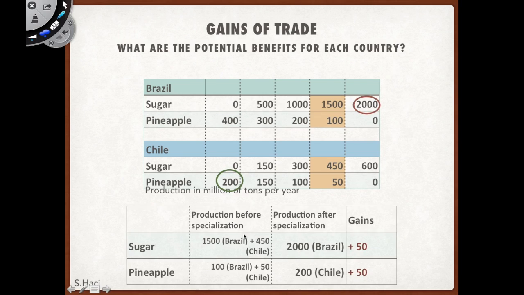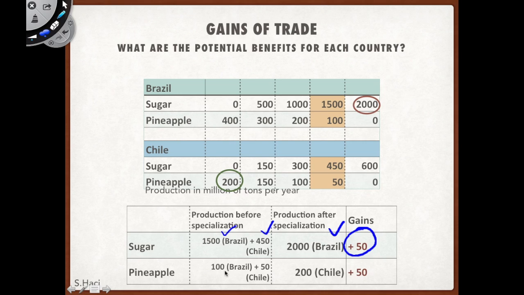So the gains would be going from 1950, which would be the 1,500 that Brazil was producing, plus the 450 million tons of sugar that Chile was producing. And after the specialization, you would have 2,000 produced by Brazil, which means that there was an extra production and some gains of 50,000. So 50,000 tons more sugar being produced.